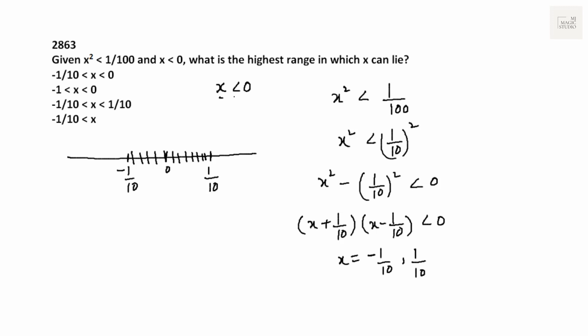But here it is also given that x is less than 0. That means the common area now becomes from minus 1 by 10 to 0. That means x should lie between minus 1 by 10 and 0 if we combine number 1 and number 2. So the highest range in which x can lie is between minus 1 by 10 and 0, that is given in option A.